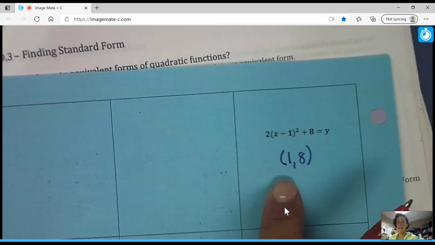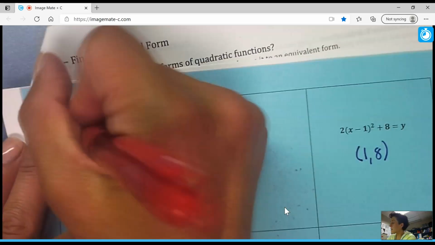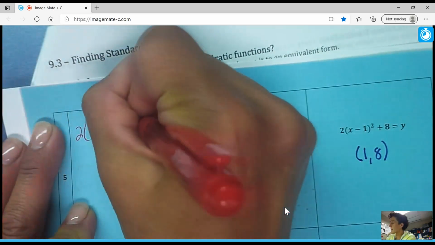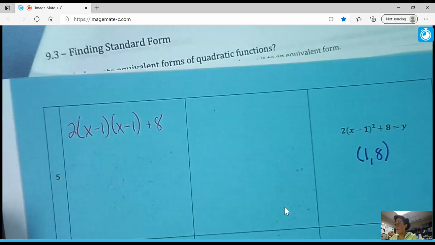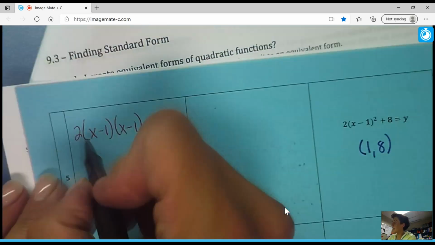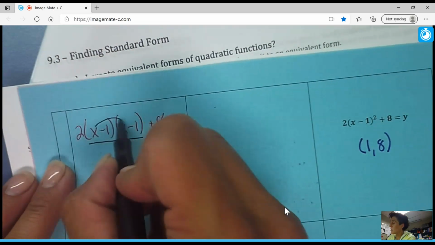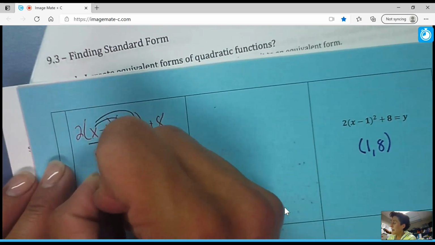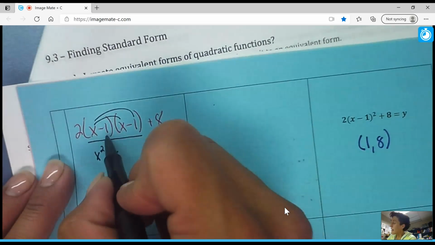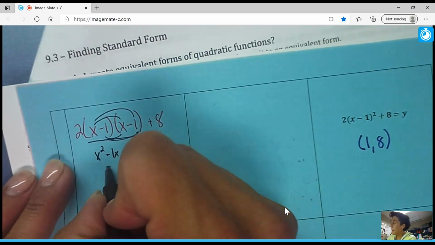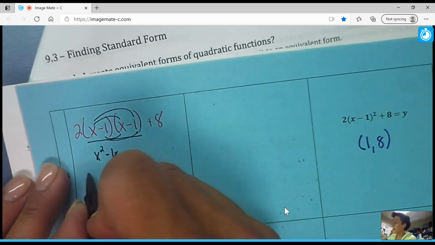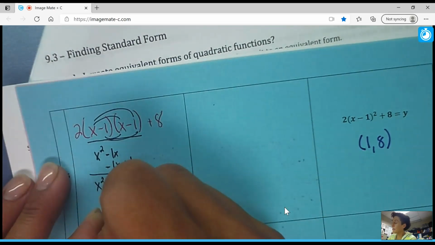So I'm going to take this, I'm just going to write it over here, but I'm going to write it out into the 2 parentheses, like this. And order of operations, I'm going to be doing the parentheses first. So we're going to distribute or have these neighbors meet, and we're going to get x squared minus 1x. And then when the negative 1 distributes, we get another negative 1x, and then the negative 1 with the negative 1 is the 1. So I'm going to add these up.